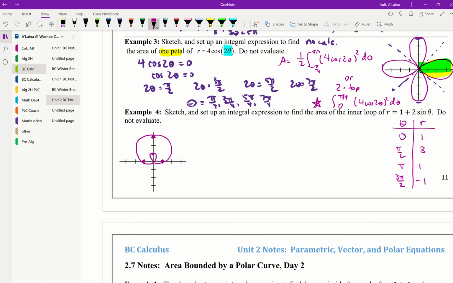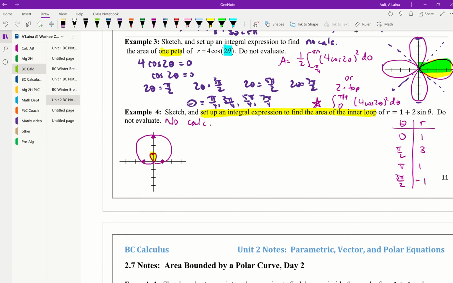Now, all we want to do is find the area of the inner loop. Do not evaluate. We're just setting up an integral expression. No calculator on this one. So where is the inner loop starting and ending? The inner loop is actually happening where we get a negative radius. It's happening somewhere in this region where we get a negative radius and we're dipping into the quadrant that is directly across from it. And that's how we get the inner loop.